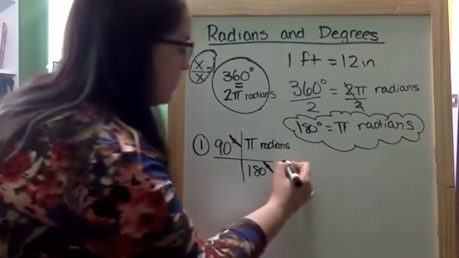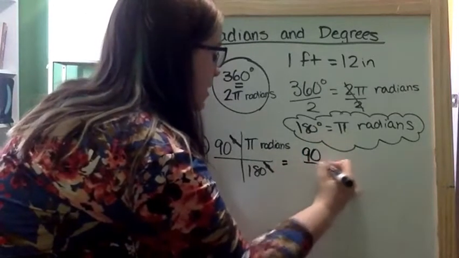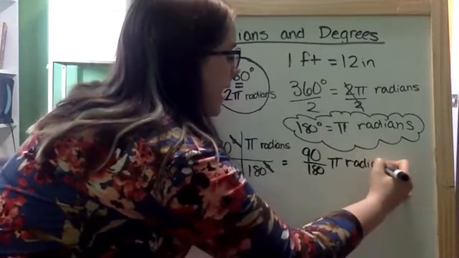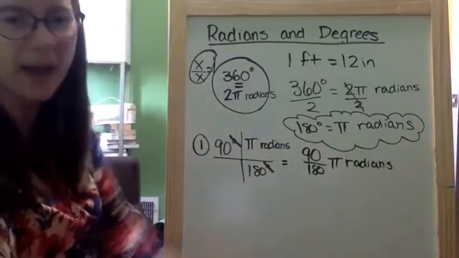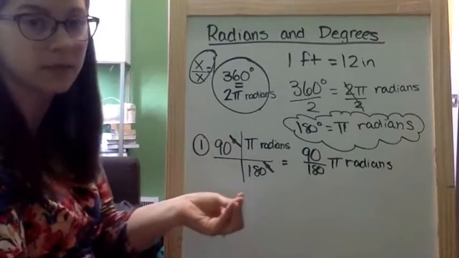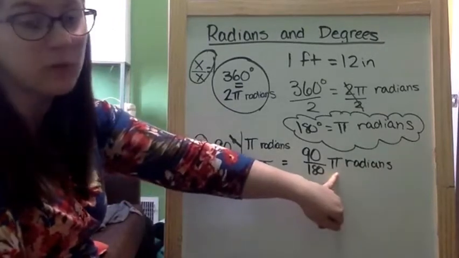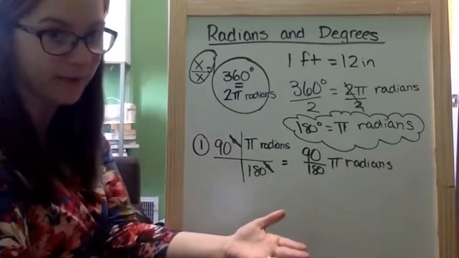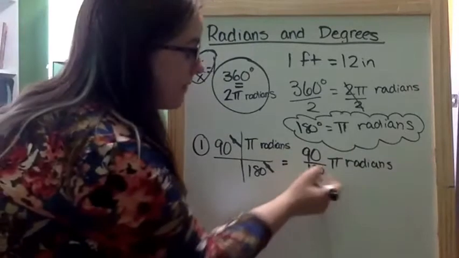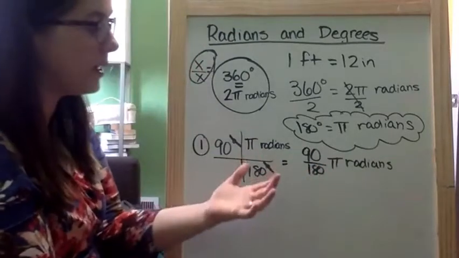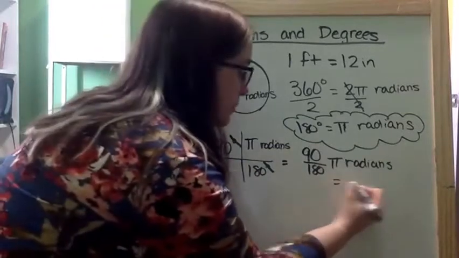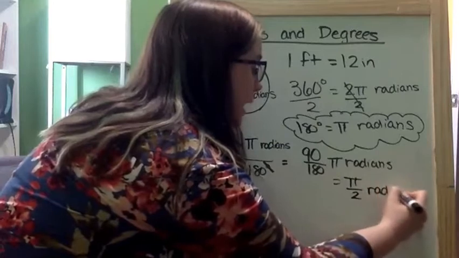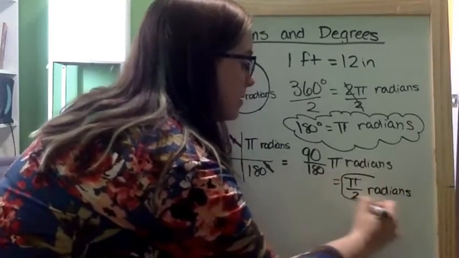And then if I continue this, I would have 90 over 180 pi radians. And in radian form, we keep pi as pi. We want an exact answer. So if we used a decimal for pi instead of keeping the pi in that symbol, we'd no longer have an exact answer. So 90 divided by 180 would give me 1/2. So this would simplify down to being pi over 2 radians, or 1/2 pi radians.